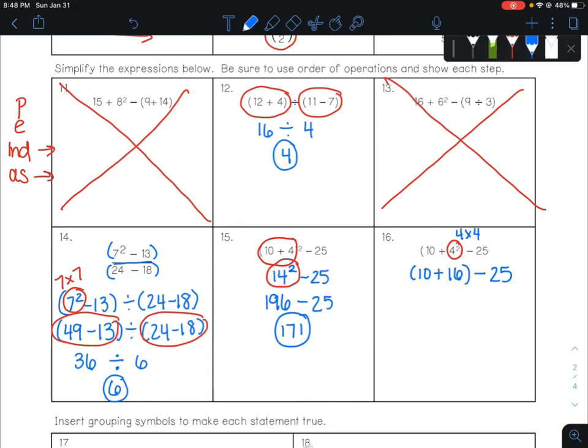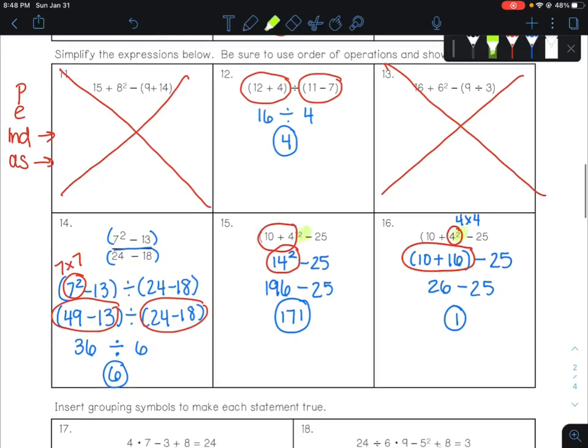minus 25. Okay? So now, finally, we can actually get to those parentheses and get rid of them. We get 26 minus 25. Solve that, and you just get 1. So just moving that exponent just a little bit like we did totally changed the answer.